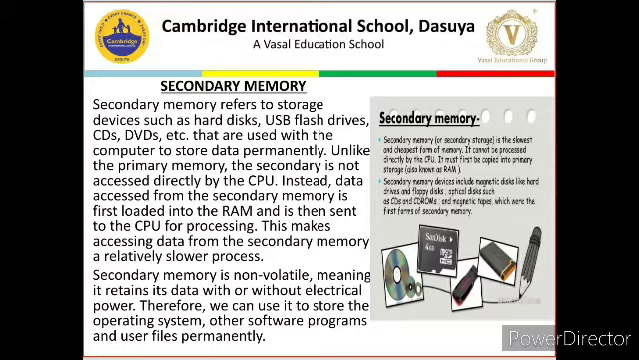Secondary memory is non-volatile, which means the data in the secondary memory can be stored for a long time until the data is deleted or accidentally removed from the devices, meaning it retains its data with or without electrical power. Therefore, we can use it to store the operating system, other software programs, and user files permanently.